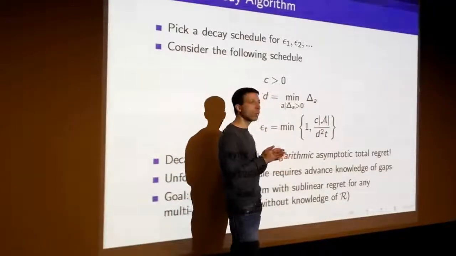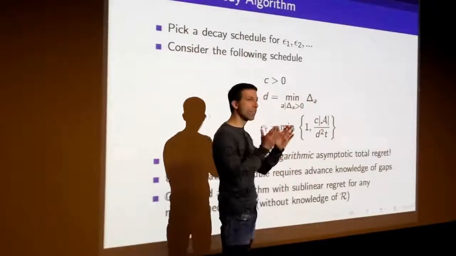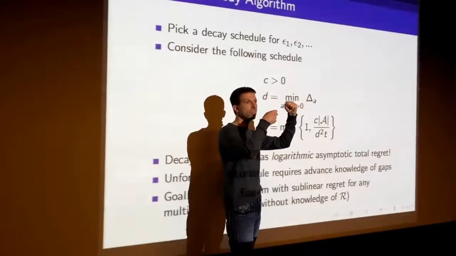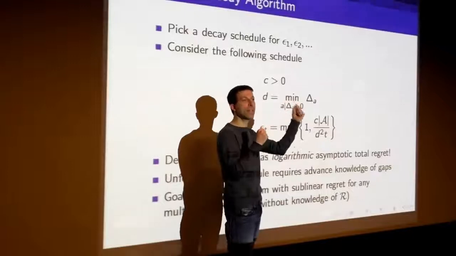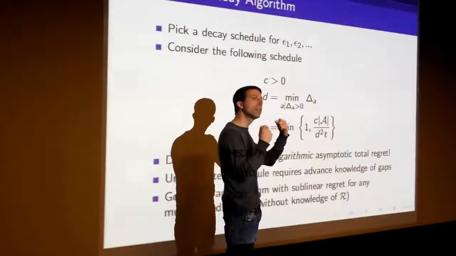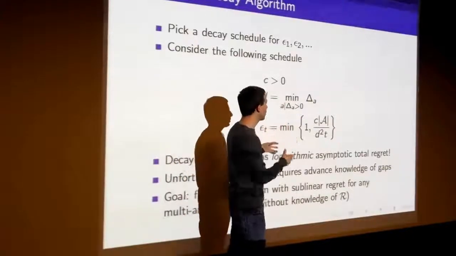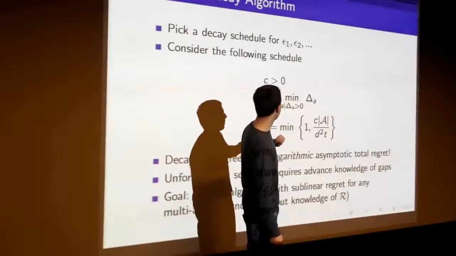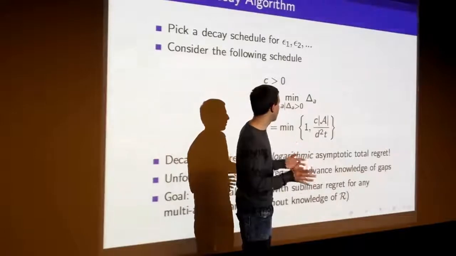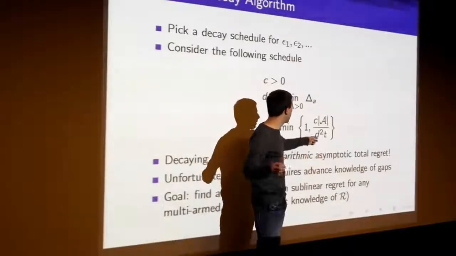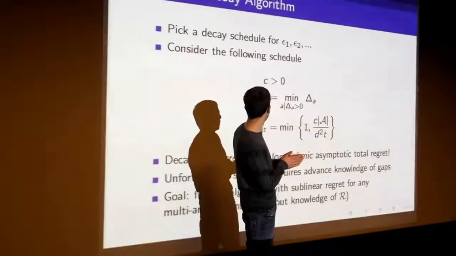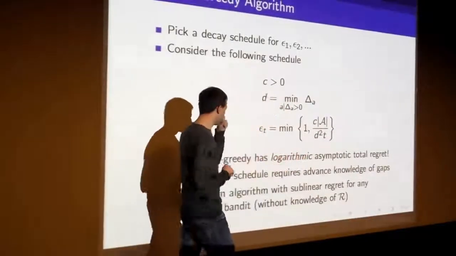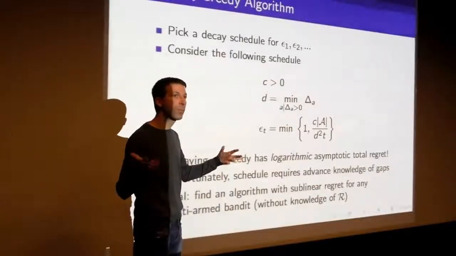okay, every step, all we care about is the size of the smallest gap. Like, what's the difference between the best action and the second best action? So if we know the difference between the best action and the second best action, we can use that difference to craft a schedule which looks something like this. Don't worry too much about the form of this. It's just saying, basically, whenever the gaps are very small, we want to explore those actions more often. If the gaps are very large, we want to explore them less often.